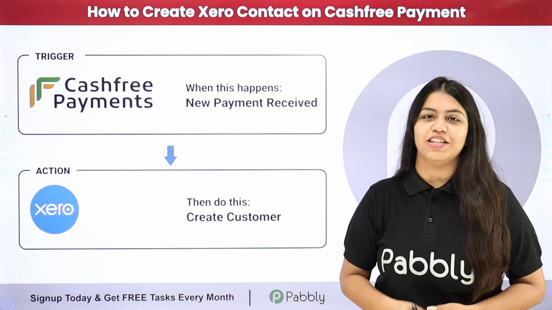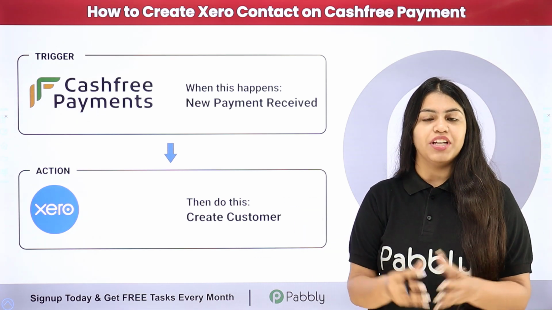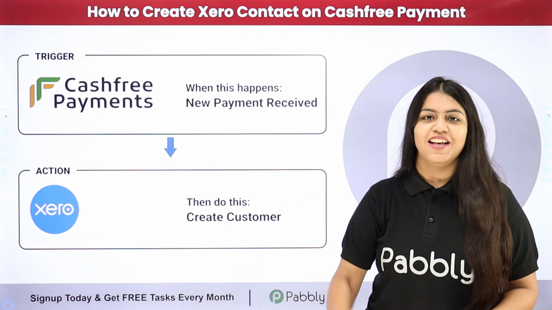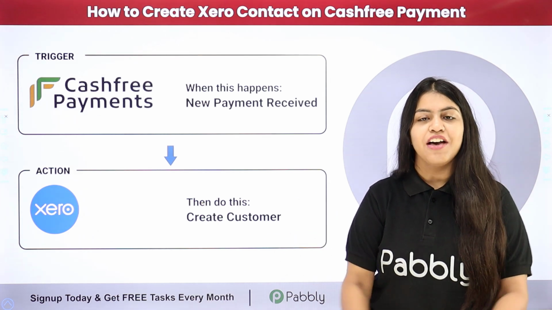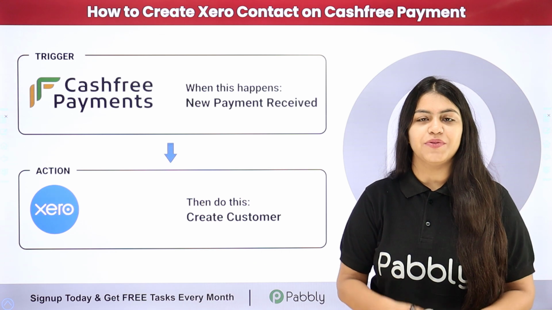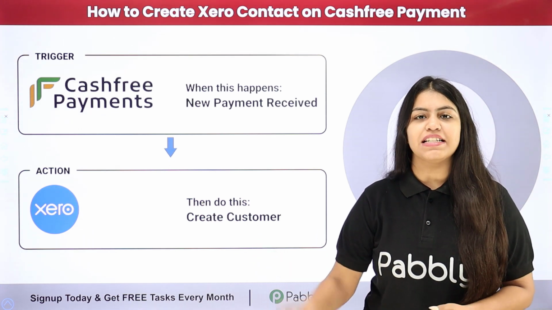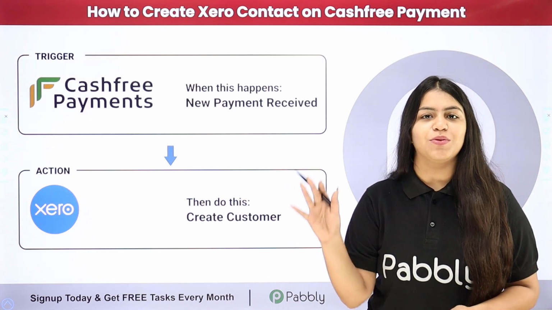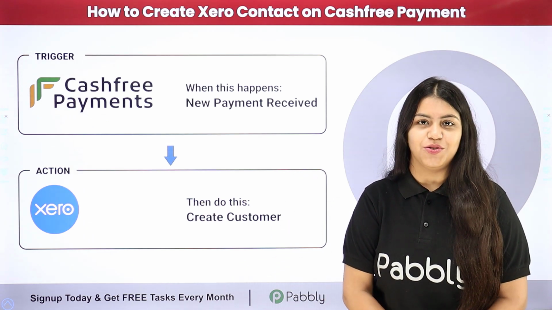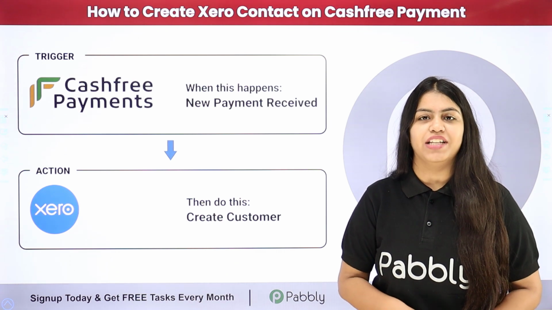So over here I'm running an Edutech company and we use Cashfree to sell our courses online. So now what I want is that as soon as we receive a new payment through Cashfree, which is as soon as we sell a new course with the help of Cashfree, automatically the one who has purchased the course, which is my customer details, should be added into my Xero account too. That too without any manual efforts.